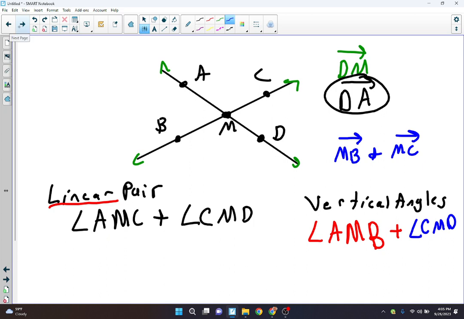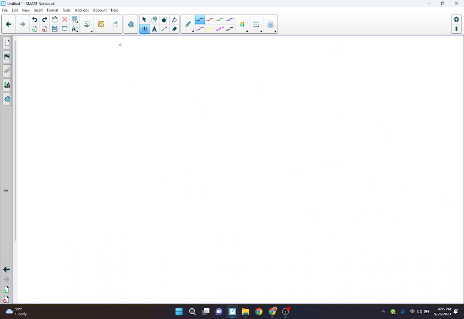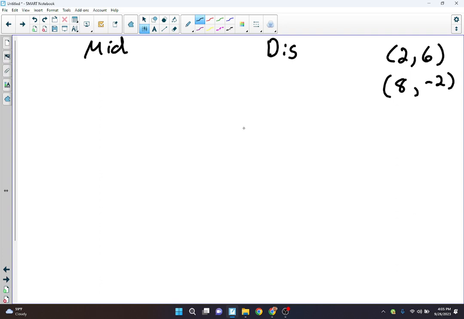All right. Next part. Find the midpoint and the distance of these two points. Let's do 2, 6 and 8, -2. I'll write the whole thing.